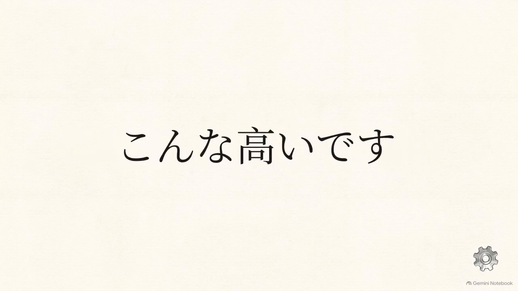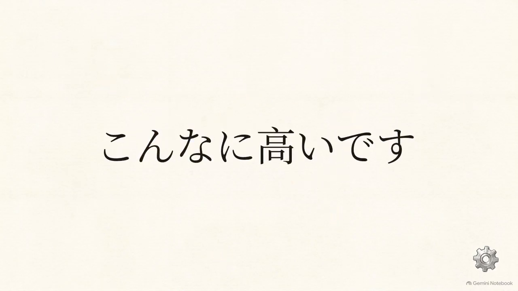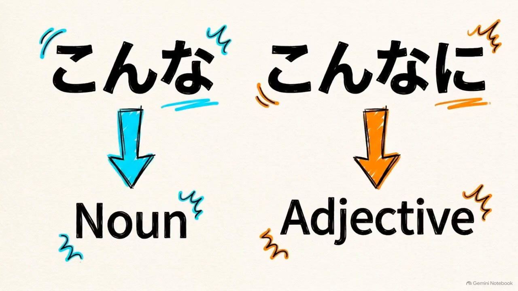Learners often try to attach Konna directly to an adjective to say something is this expensive or this big. However, Konna is strictly a noun modifier and cannot perform this function. To modify an adjective or a verb, the grammar requires an adverbial form. As the diagram shows, you must add ni to form konna-ni before it can point directly to the adjective. Your word choice depends entirely on the grammatical rule. Use Konna to categorize nouns, and switch to konna-ni to measure the extent of an adjective.